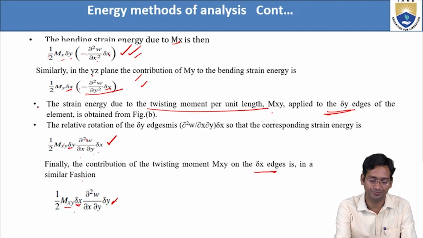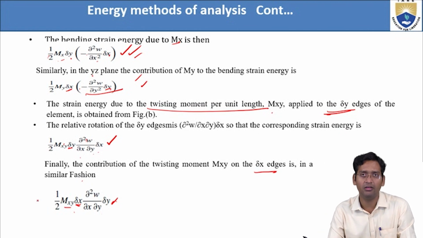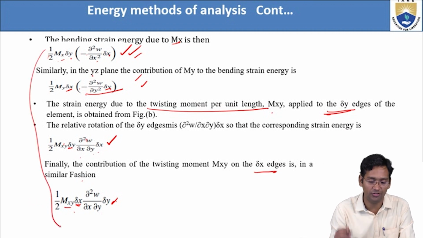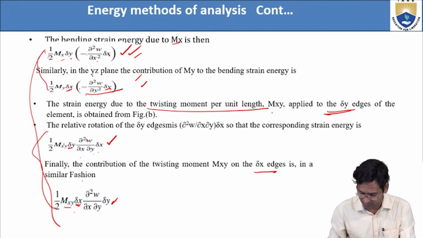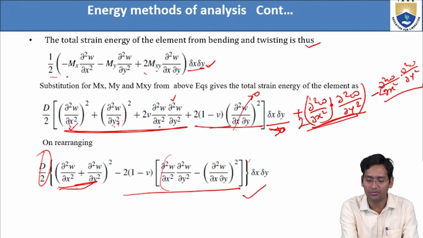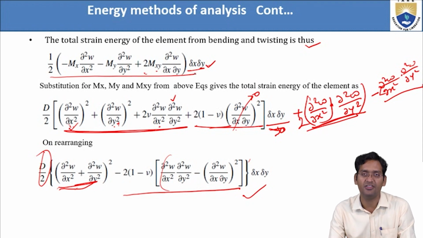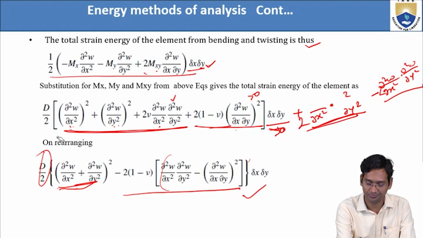So these are the strain energy. Now the total strain energy will be the sum of all the four energies. So now just see here, these two terms are negative and these two terms are positive. So just after adding, what we will get? This one. The total strain energy is this one.